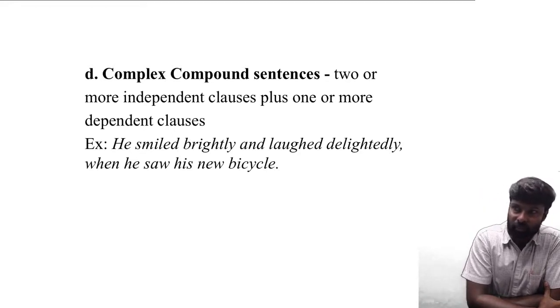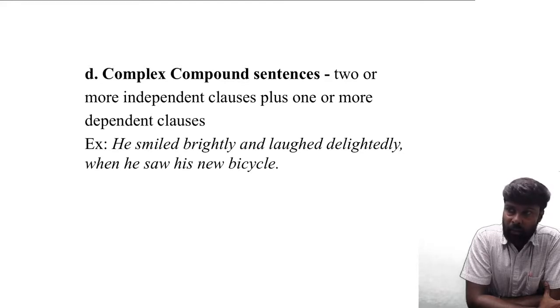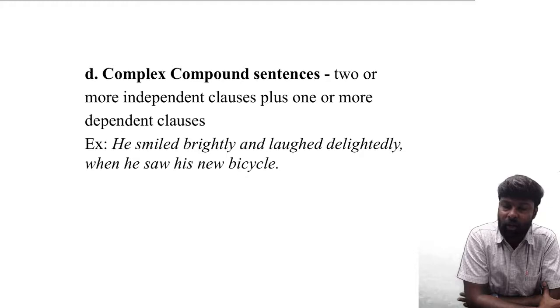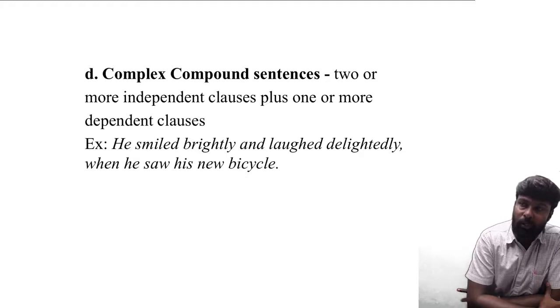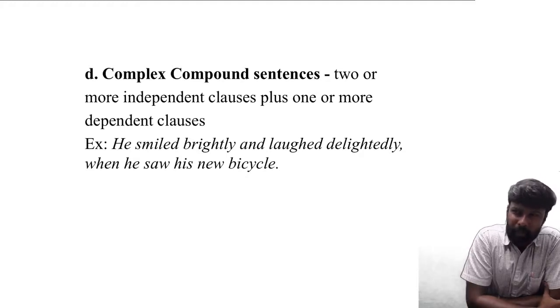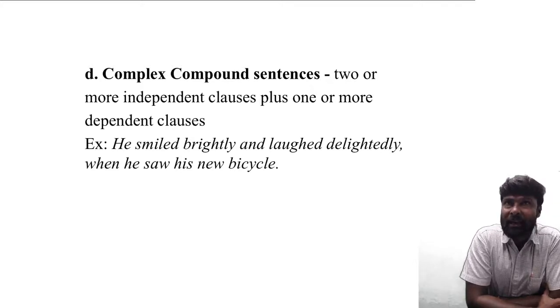Complex. He is a cricketer, but still he plays badminton very well. He is a cricketer, but he plays badminton very well. So that is what? One main clause and an independent clause, and two independent clauses. So can you please split this one sentence into two independent clauses? He is a cricketer and he plays badminton very well. He plays badminton very well. So he is a cricketer and he plays badminton very well.